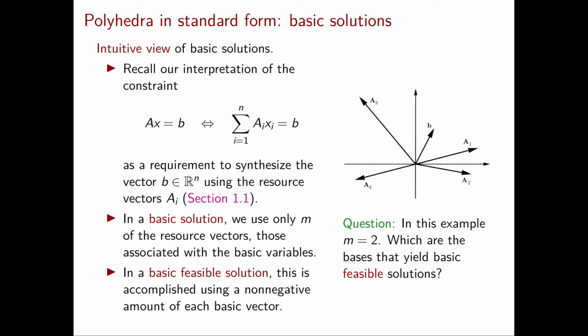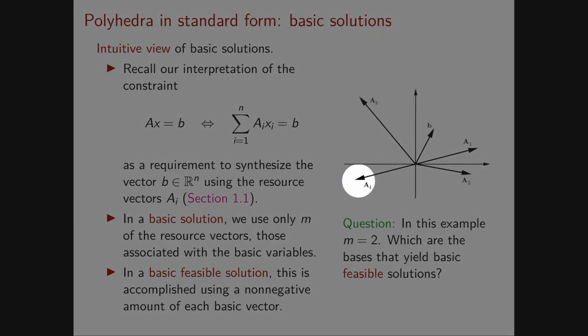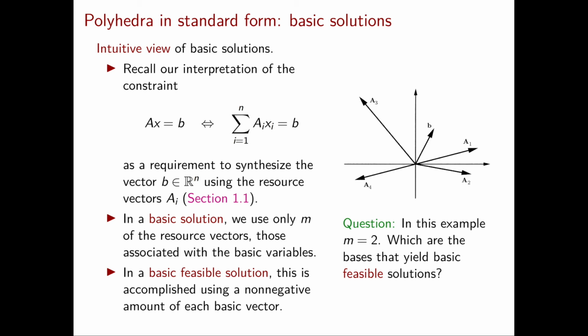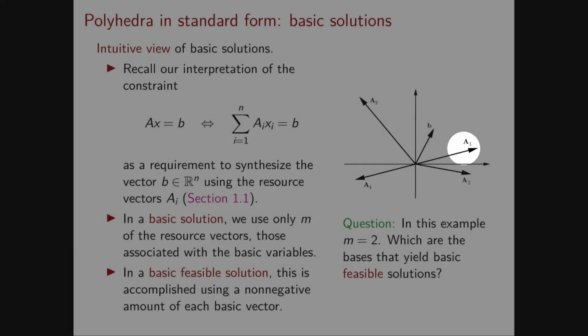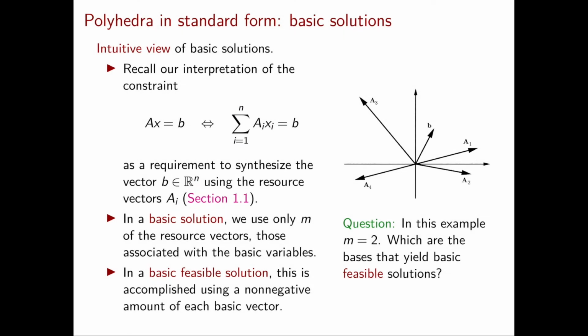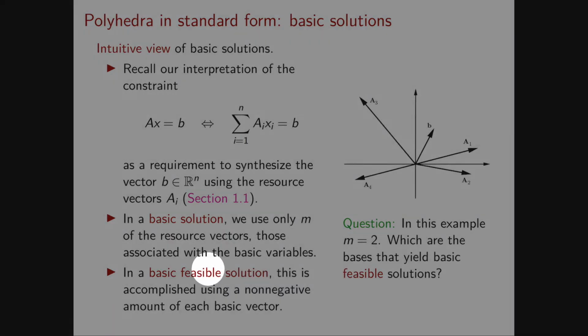The first question that you can ask yourself in this example is which are the bases that yield basic solutions? So a basis will have two vectors among these four, A1, A2, A3, and A4. And basic solutions arise whenever these two selected vectors form a basis of R2. And in this case, as you can see from the picture, any two of them forms a basis. Then you can ask yourself which are the bases that yield basic feasible solutions. The only difference is that in this case, we can only use non-negative amounts of each basic vector.